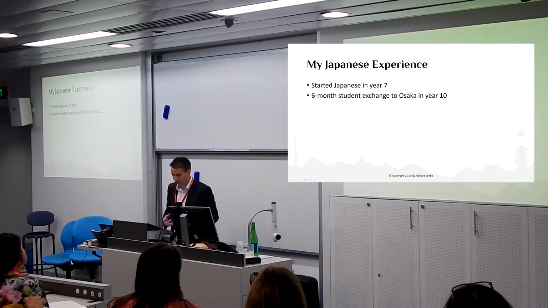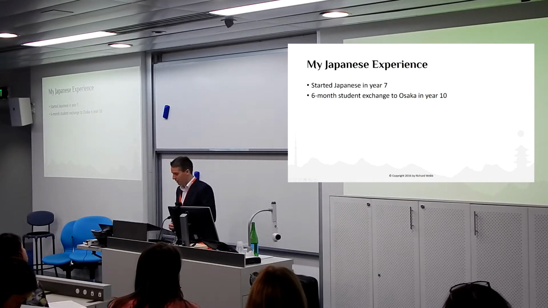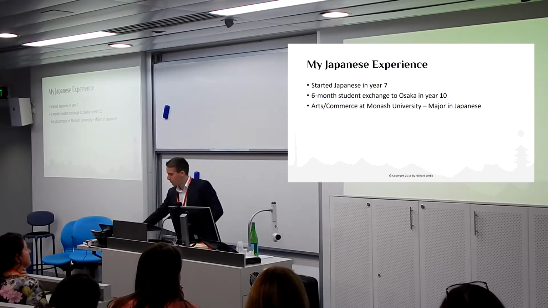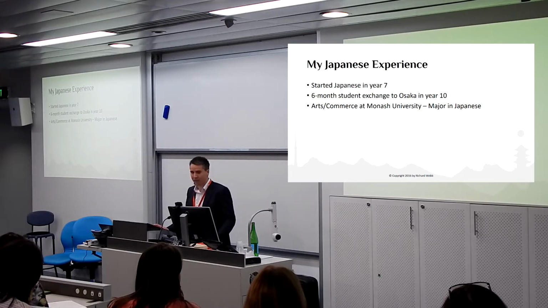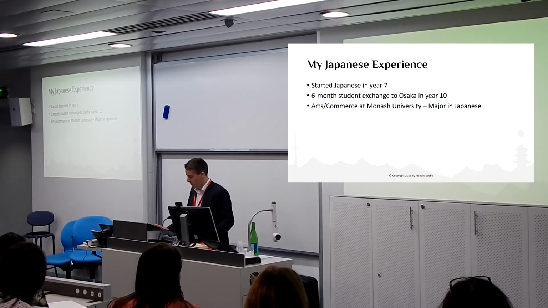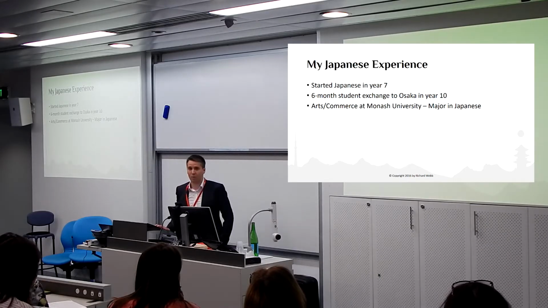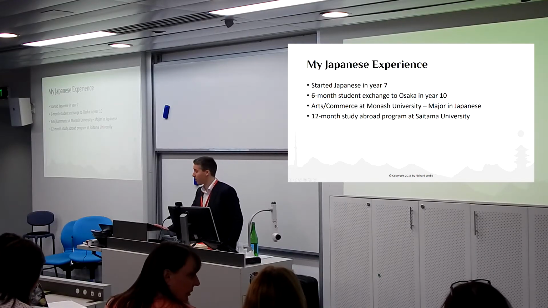And so by the end of that 6 months, I was quite good conversationally and could talk about pretty much anything that wasn't too technical. So then after returning to Australia, I continued doing Japanese, of course, through to Year 12, and then I went to study arts commerce at Monash University. For the arts degree, I majored in Japanese, and that also gave me the opportunity to go again to Japan. In my third year, I went to Saitama University for 12 months.